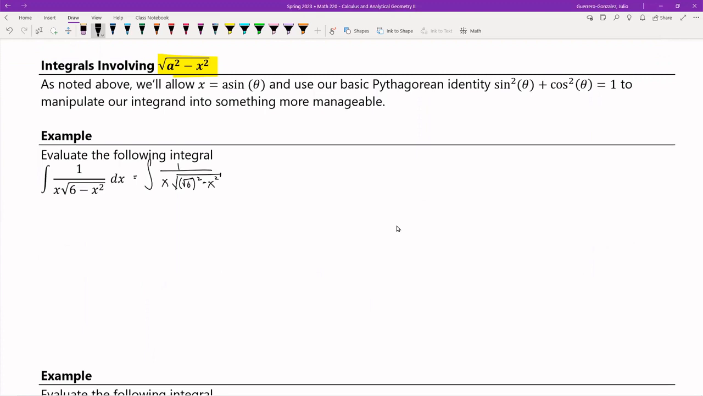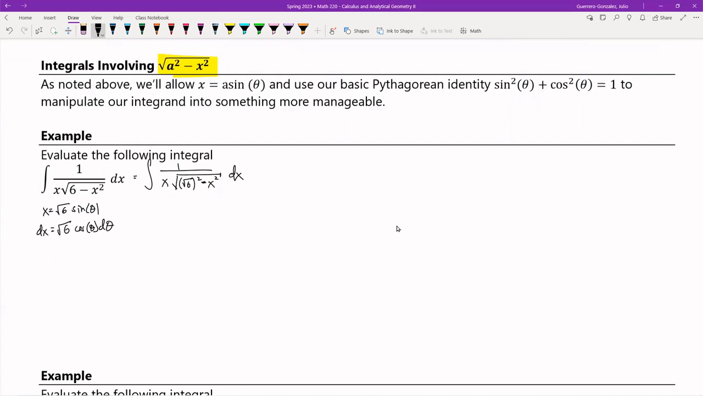Now that we have it written out like this, it gives us our substitution. The proper way of doing this is where we let x equal the square root of 6 sine of theta. And we still need to do dx on this side. So x is equal to root 6 sine of theta, and dx is going to be square root of 6 cosine of theta d theta.